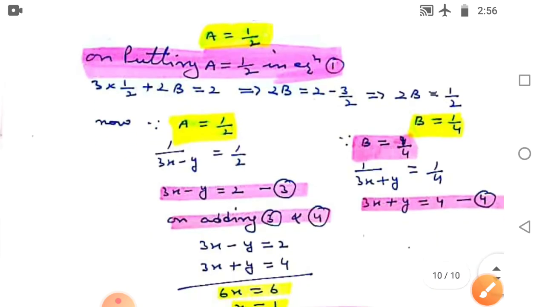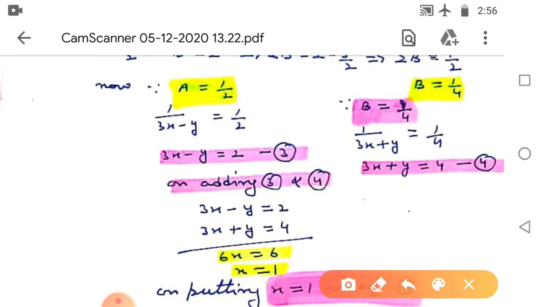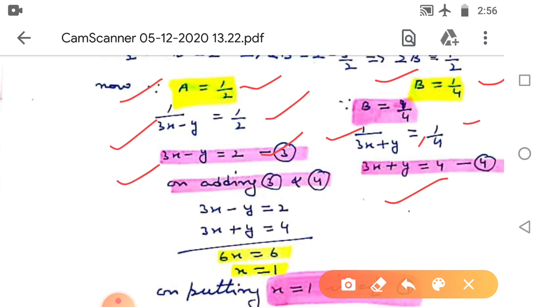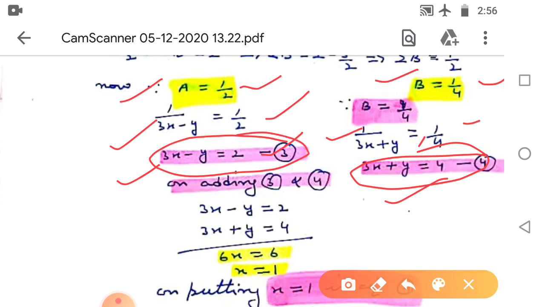So a is 1 upon 3x minus y. Since a is equal to 1 by 2, 1 upon 3x minus y is equal to 1 by 2, and finally 3x minus y is equal to 2. This is equation number 3. Here the value of b is 1 upon 4, but b is equal to 1 upon 3x plus y in the beginning. So cross multiplying, we get the fourth equation as 3x plus y is equal to 4, and here 3x minus y is equal to 2, right?